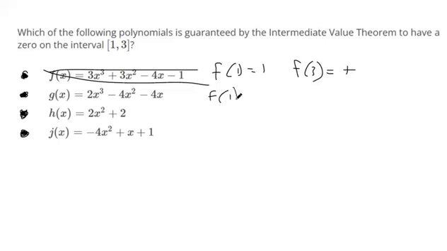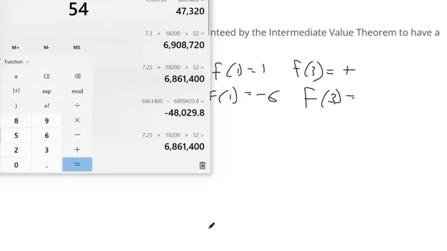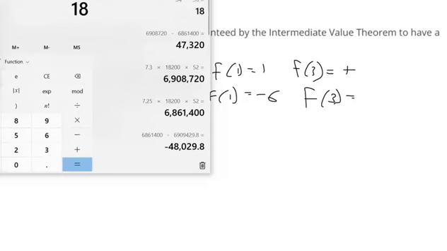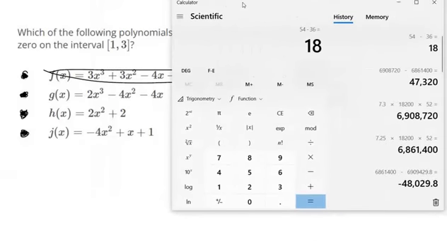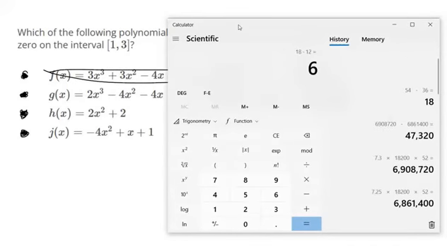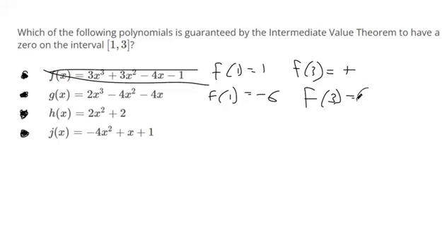So if I do the same thing for the next function, if I plug in 1, I'm going to have 2 minus 4 makes negative 2. Negative 2 minus 4 makes negative 6. And if I plug in 3, then 3 cubed is 27. 27 times 2 is 54. 54 minus 36, I'm getting close here. 54 minus 36 is 18. And then we've got 18 minus 12. I might have messed something up with my math, but I'm pretty sure it's going to be positive.